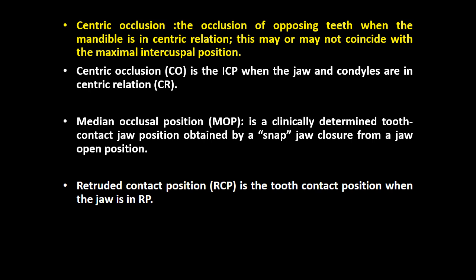Well, centric occlusion is the occlusion of the opposing teeth when the mandible is in centric relation. This may or may not coincide with the maximal intercuspal position. What does that mean? In some patients, when they occlude in maximal intercuspation, it does not coincide with the centric relation or the retruded contact position. It means that the maximal intercuspal position is slightly forward to the retruded contact position, by about 0.5 to 2 millimeters. But in 10% of patients, the centric occlusion coincides with the maximal intercuspal position.